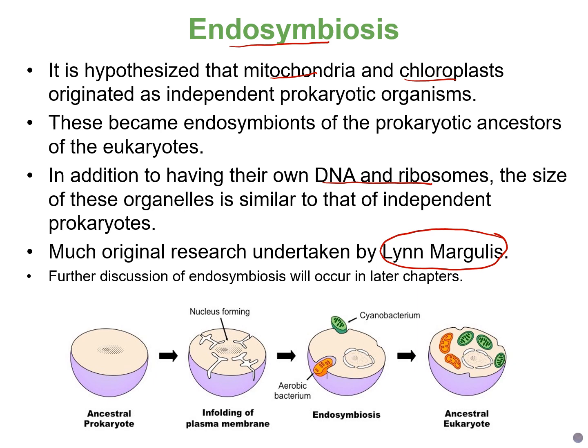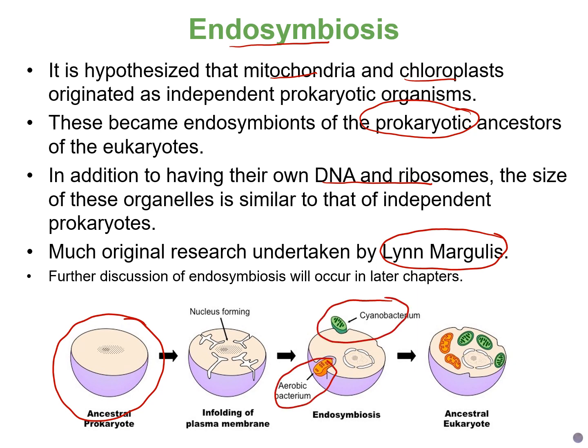So what happens in endosymbiosis is we know that prokaryotic cells are the oldest type of cell. So we had this older, larger prokaryotic cell, and we think that these older cells engulfed smaller prokaryotic cells, perhaps a photosynthetic prokaryote, and that could have resulted in the formation of chloroplasts. And it could have also engulfed aerobic prokaryotes, which eventually results in the formation of mitochondria.